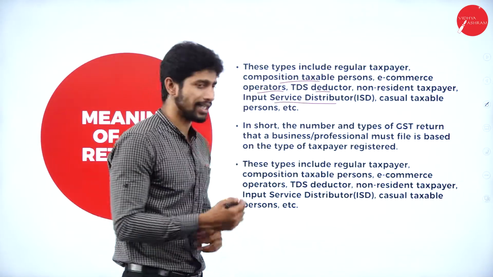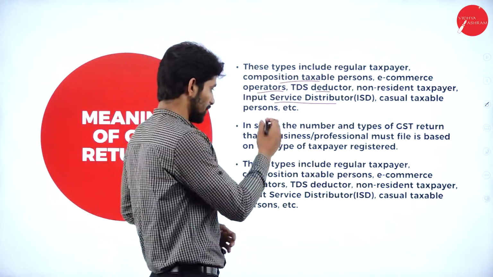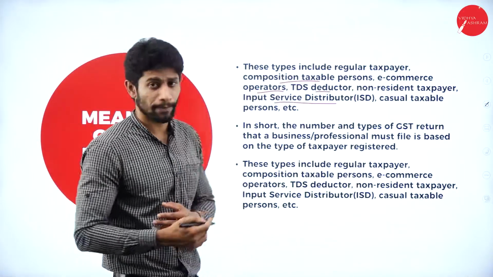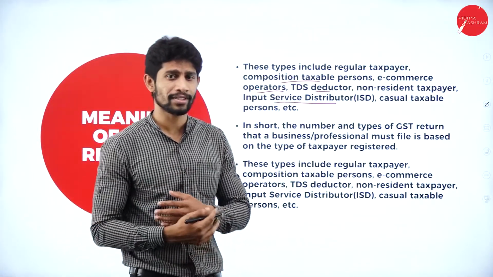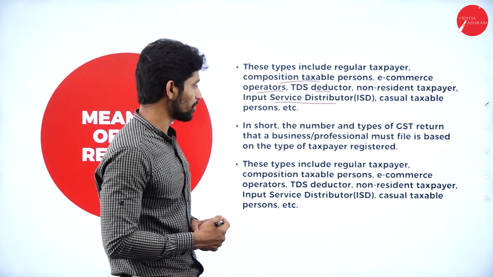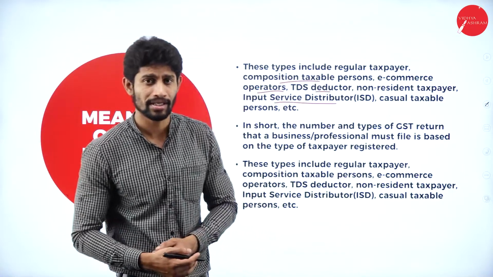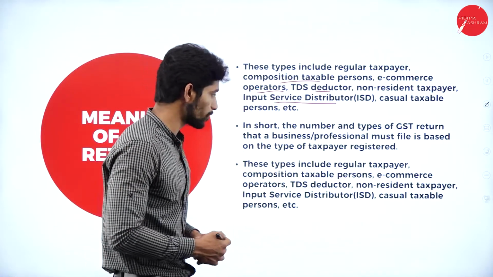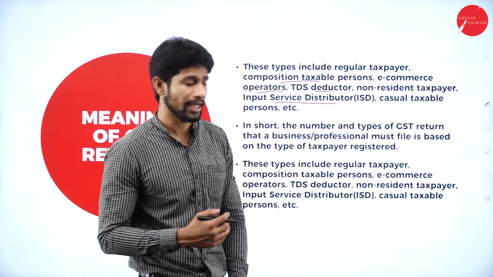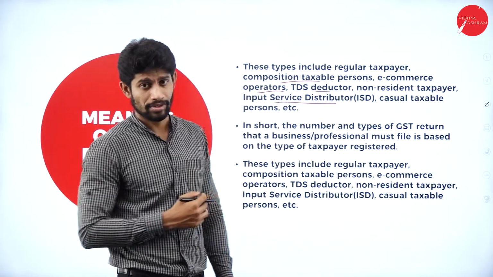Yes, once again it says the same thing, that the types of taxpayers are regular taxpayers or composition taxable person, e-commerce operators, TDS deductors, and non-resident taxpayers, input service distributors, casual taxable person, and other persons.